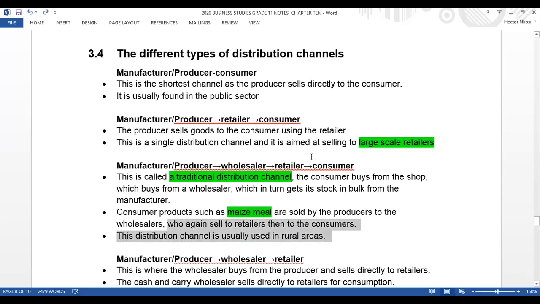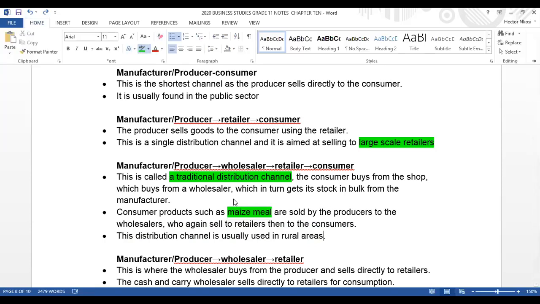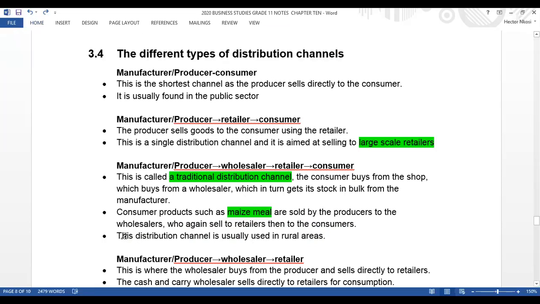I don't know why it's highlighting like this, but I just wanted to highlight the last point. Just a second. Right.